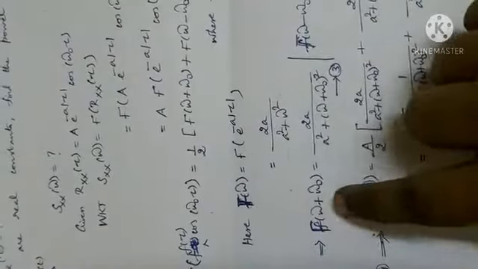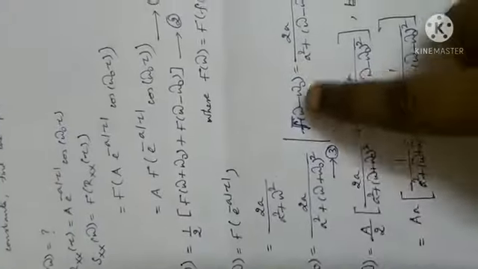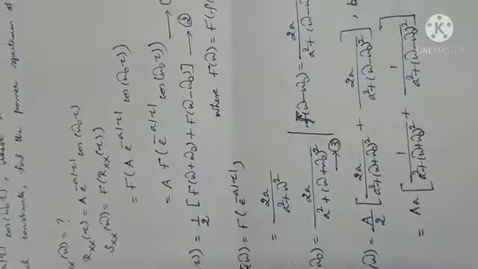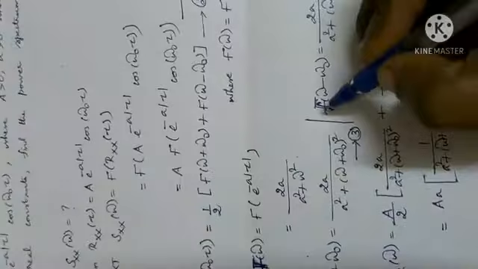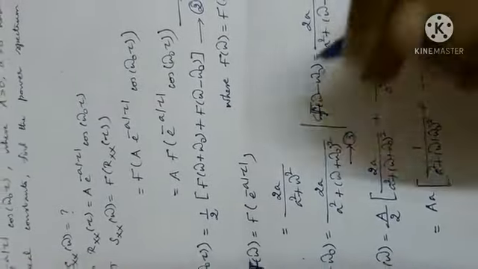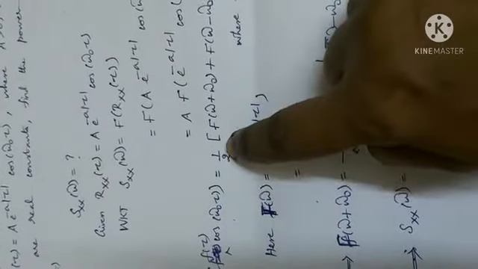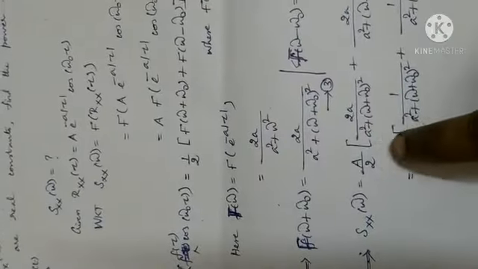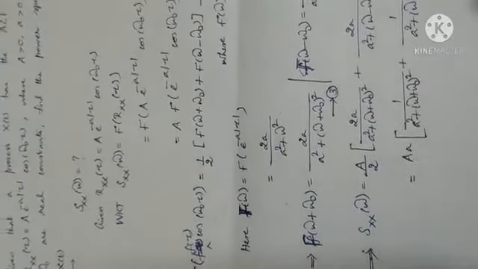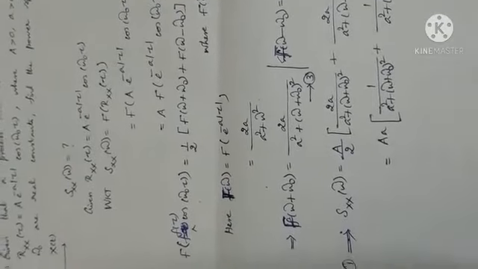Replace omega by omega plus omega naught on both sides, and omega by omega minus omega naught on both sides. Write capital F very clearly. Okay? Once you know these two, substitute it here, divided by 2. So the answer is A by 2 into this term, which completes the problem. Right?